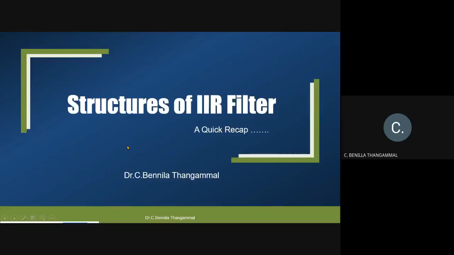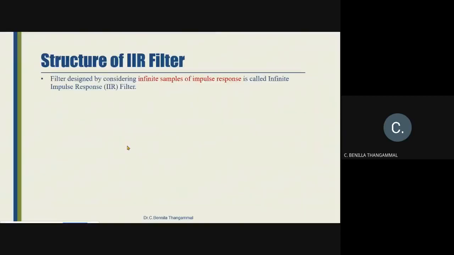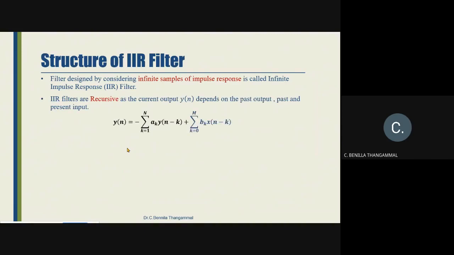Hi students, today we are going to see a quick recap of structures of IIR filter. Filters designed by considering an infinite number of samples of an impulse response are called IIR filters. This filter is called recursive as the output depends upon the previous output or past output. So your IIR filter is called recursive.